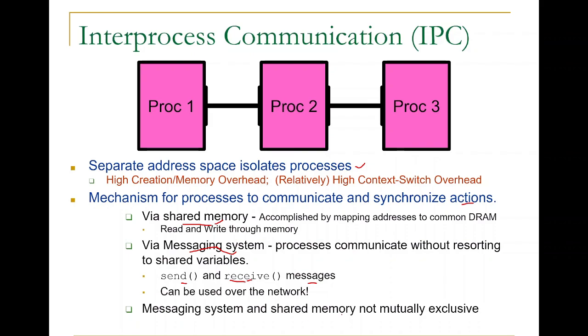Messaging system and shared memory are not mutually exclusive. Mutually exclusive means that only one can occur at a time. For example, similar to a printer: once you send your job and it starts printing, no other person can print apart from you. That's what we mean by mutual exclusion.